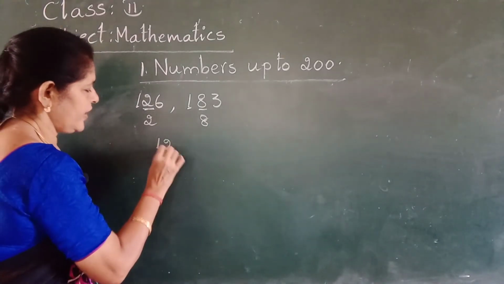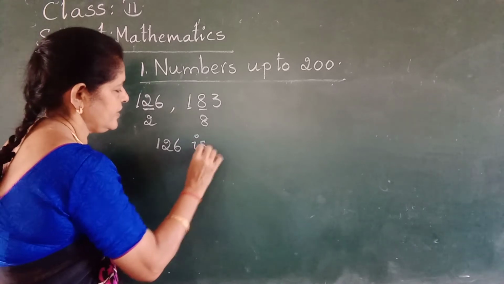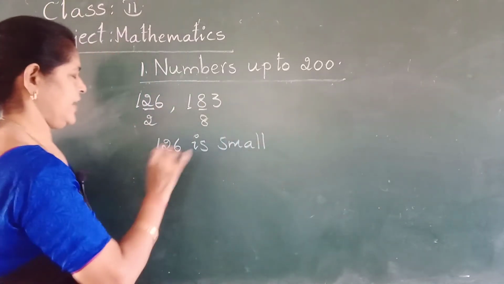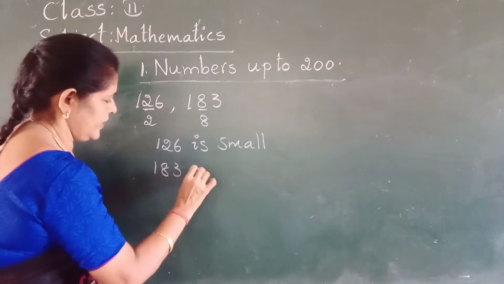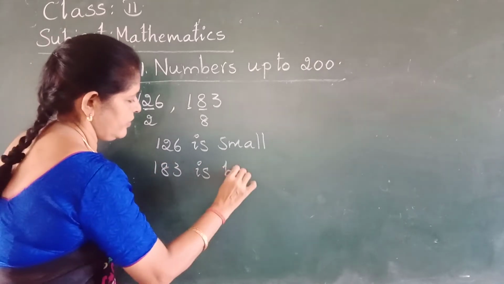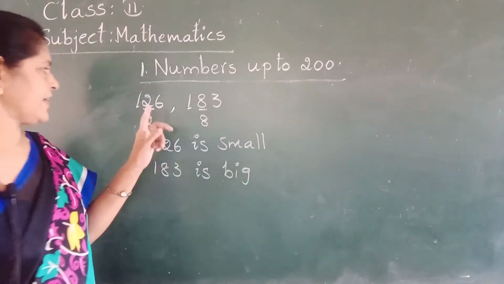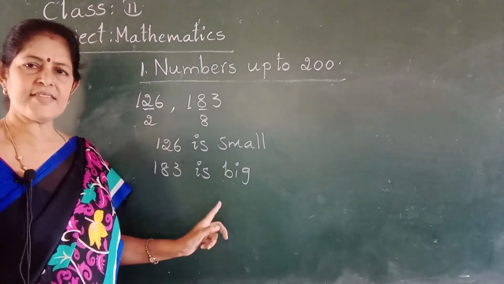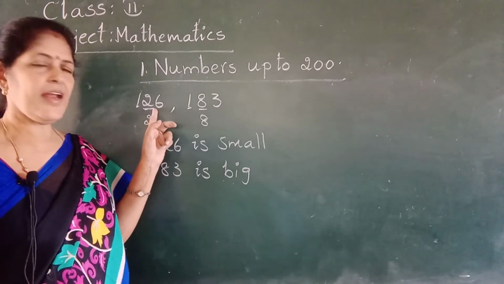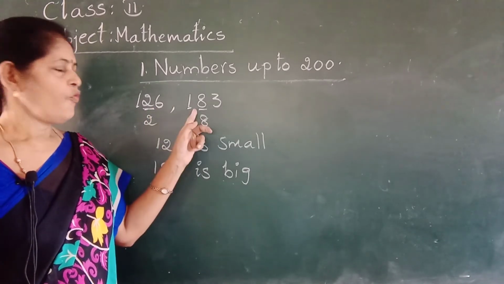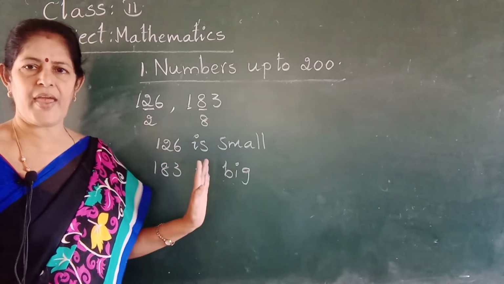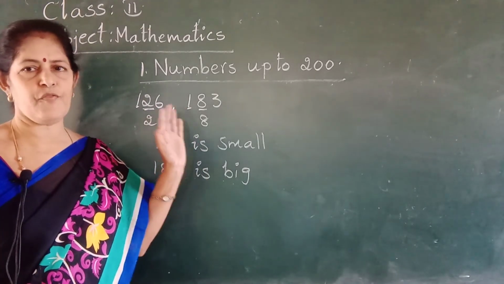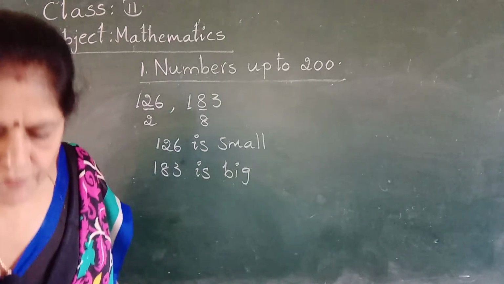That means 126 is smaller than 183. 183 is bigger than 126. That means 126 is small, 183 is big. How to identify in the given numbers which is small, which is big? Another one.